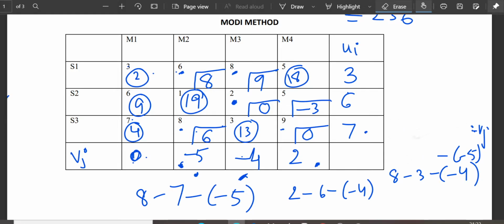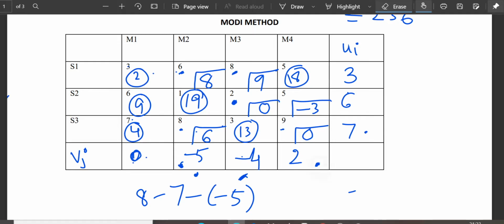You all know that if all delta ij are greater than 0, then this is the optimal solution. If any of the delta ij comes out to be negative, suppose 1 delta ij is negative or 2 or 3 delta ij's are coming out to be negative, then we have to choose the most negative one. Here I am getting minus 3. Only this delta ij is negative. So my optimal solution has not been reached.